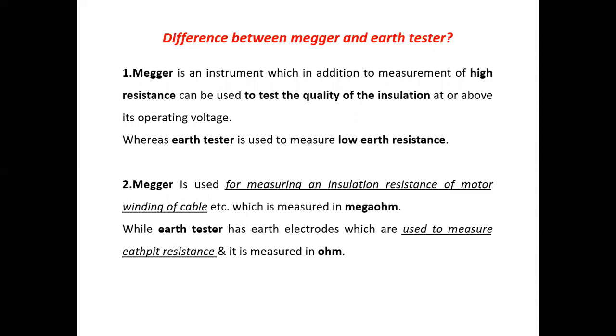The megger is used for measuring the insulation resistance of motors, winding of cables, etc., which is measured in megaohms. While the earth tester has earth electrodes, which are used to measure earth pit resistance, and it is measured in ohms.